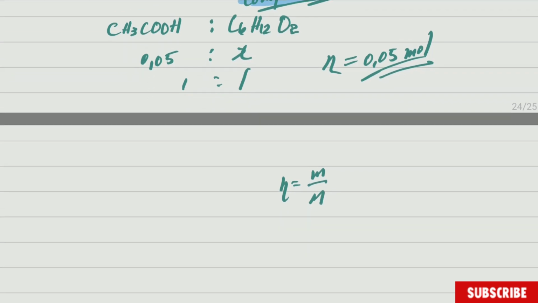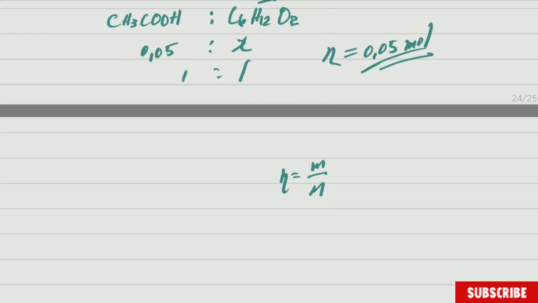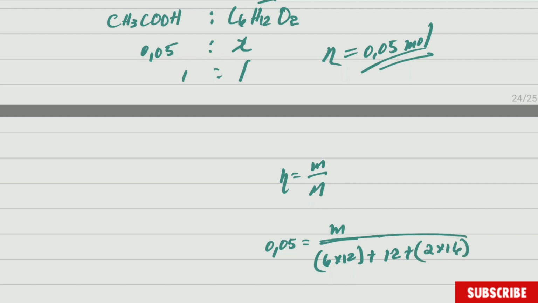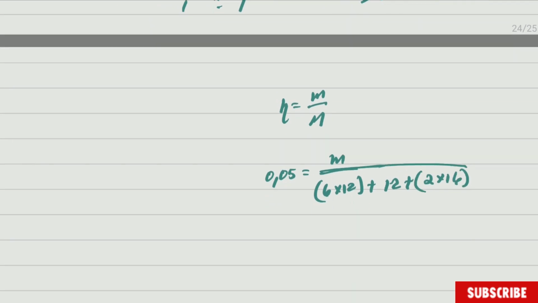We're looking for the theoretical mass of the ester, which in this case is that mass. So 0.05 equals mass divided by the molar mass of the ester. In this case it will be 6 times 12 plus 12 plus 2 times 16. That will be the molar mass there. So guys, from here, this is a simple calculation, you will do it. I trust you are able to do that calculation. Then the mass is going to be 5.8 grams.